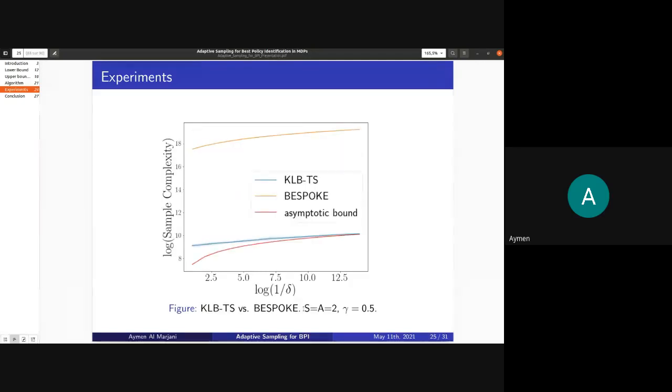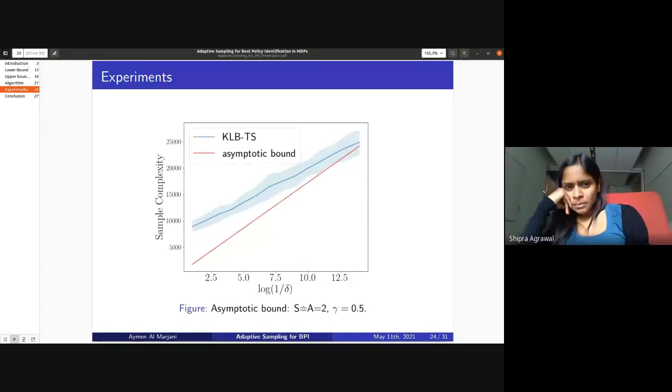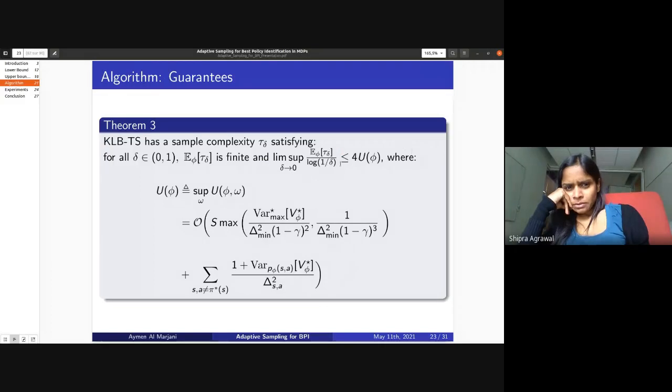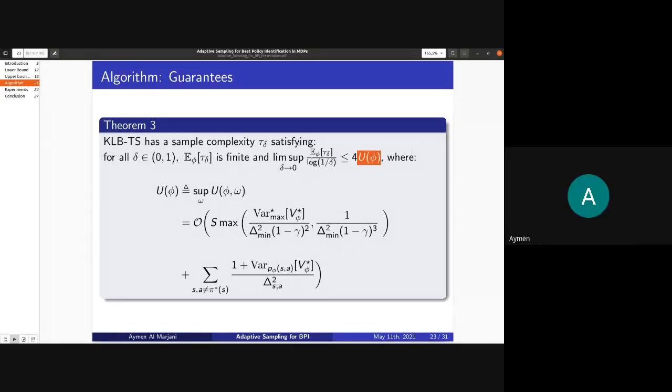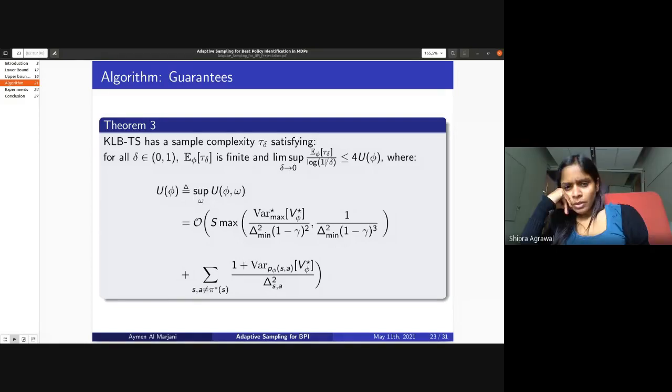Now for the second experiment, we compare... By the asymptotic bound, is it the upper bound or the lower bound? The upper bound, so 4 times u of phi multiplied by log 1 over delta. Okay.